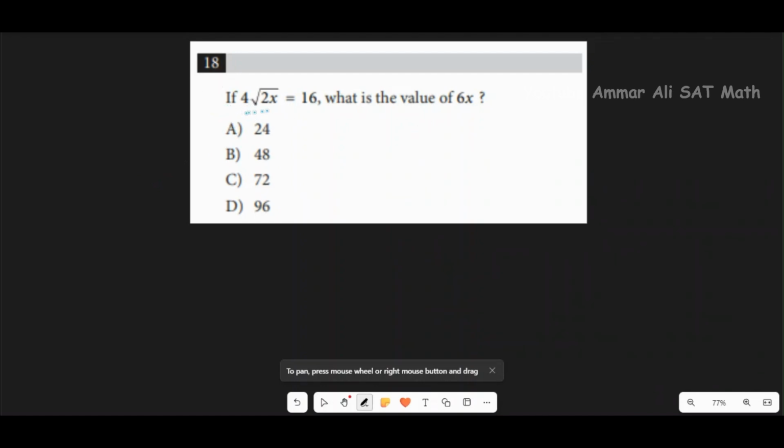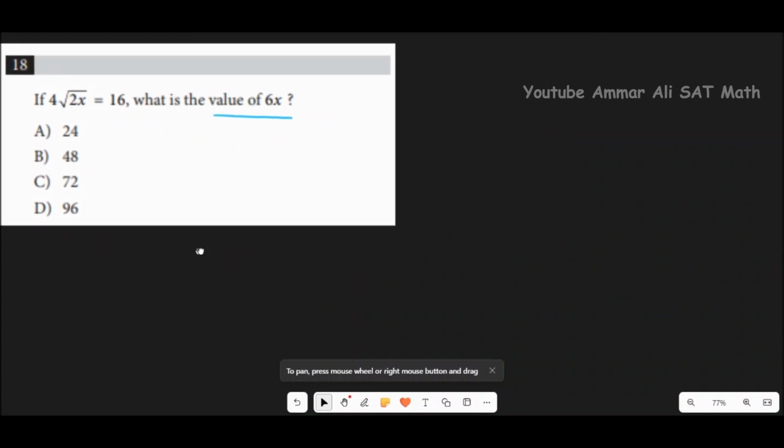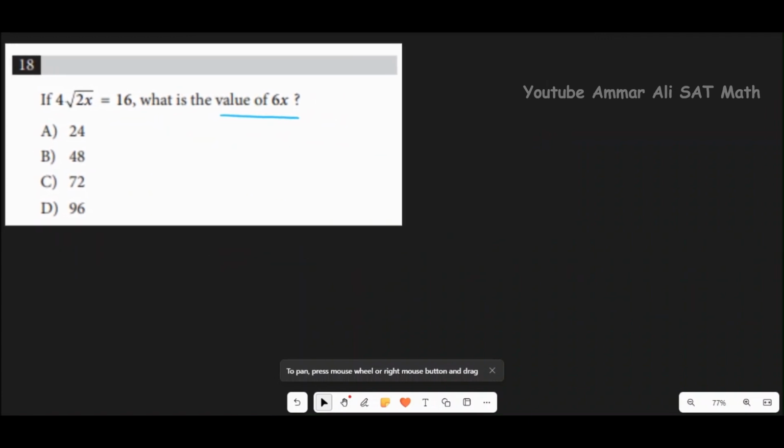If 4 times the square root of 2x is equal to 16, what is the value of 6x? And then they give us a bunch of different options. There are a couple of ways we can solve this one. I'm going to show you two different ways, and you can decide which one you need. The fundamental concept for this video is algebra with radicals. Radicals are things like square root, cube root, etc.